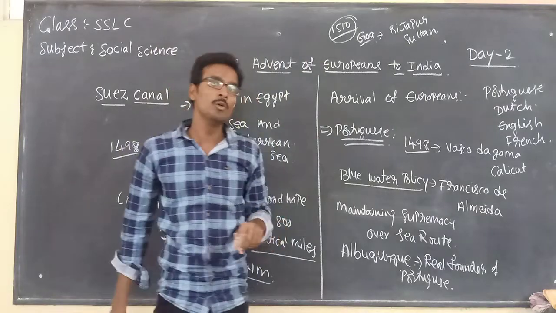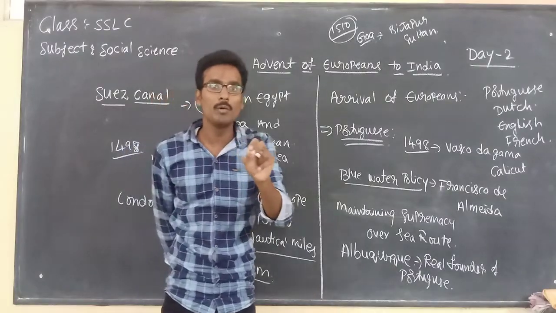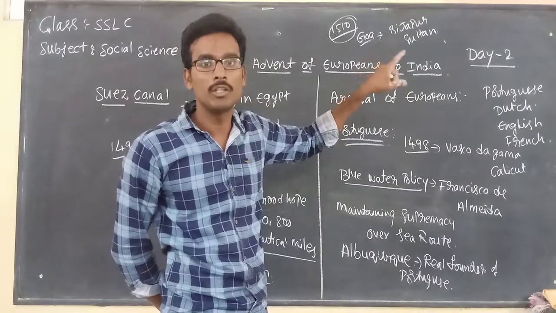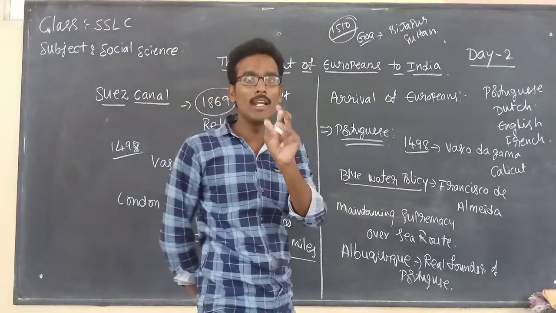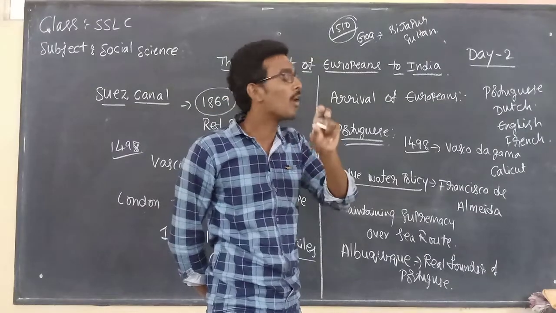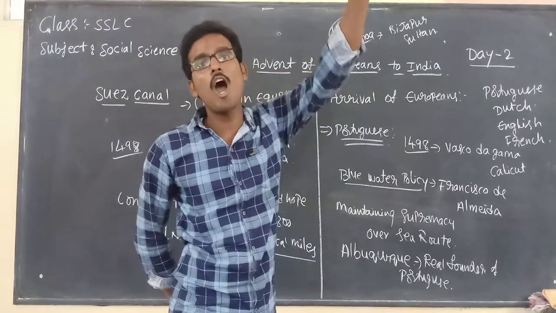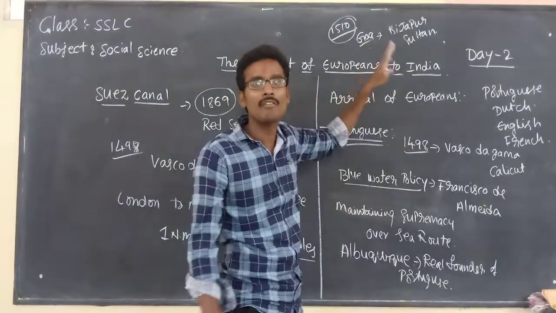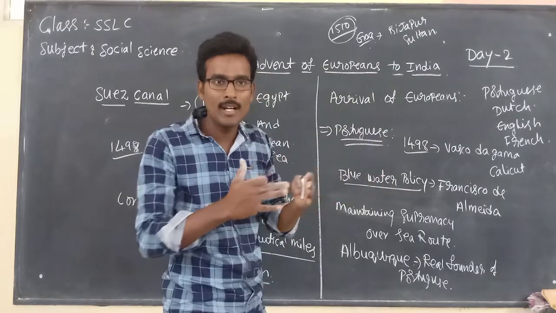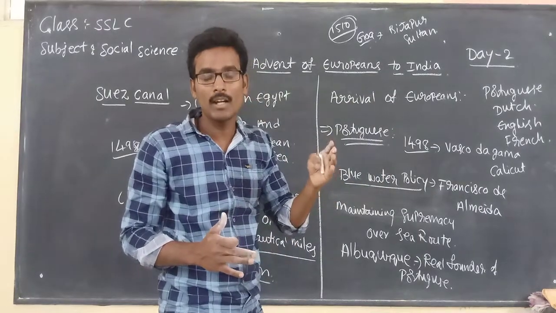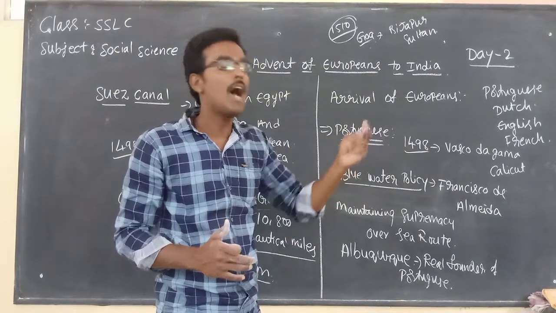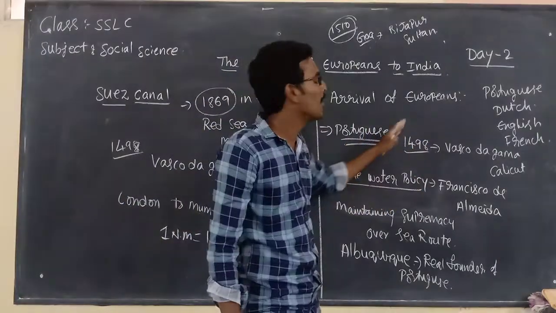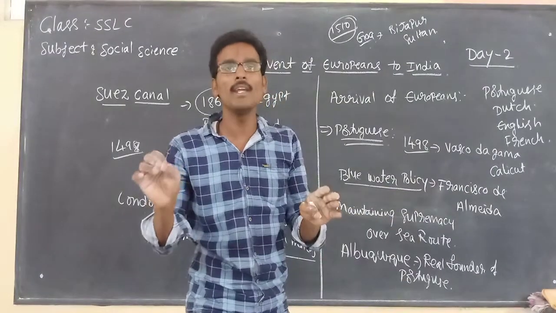I have already told you, the first Europeans who arrived in India for trade were the Portuguese, and the last ones to vacate were also the Portuguese. The small territory ruled by the Portuguese for a long period of time in India is nothing but Goa. After that, the remaining Europeans arrived, none other than the English and French. After their arrival, slowly the Portuguese power declined in India.